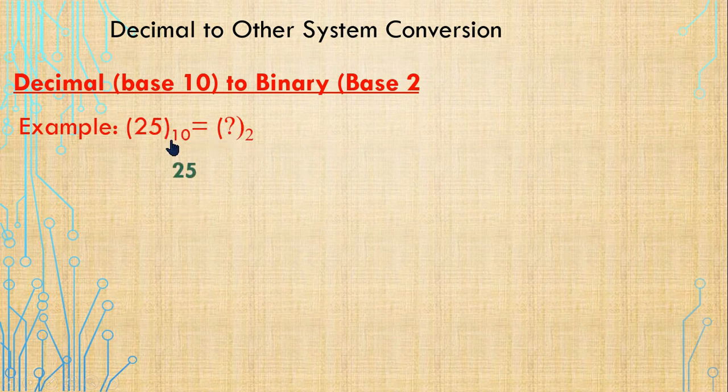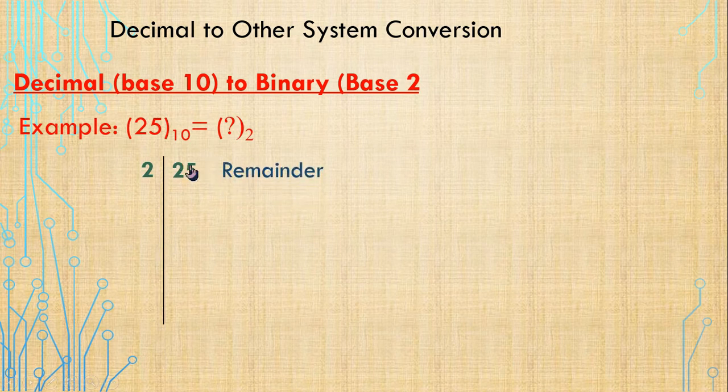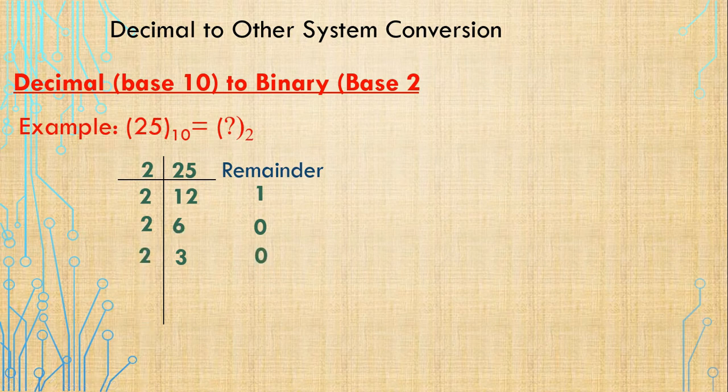So doing that, we have 25 divided by 2. And here we are going to write the remainder. So what is 25 divided by 2? We are going to have 12, remainder 1. Here we write the remainder. And what is 12 divided by 2 again? We have 6, and what is going to be left? 0. 6 divided by 2, we have 3, remainder 0. 3 divided by 2, we will have 1, remainder 1, and right down to the end.